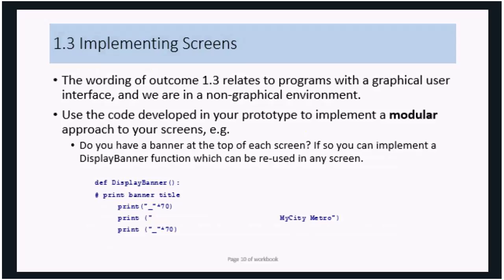So here's how that could go. Def display_banner, the comment tells us what it's doing. Remember to comment all of your functions to say what they're doing. Print banner title, it prints 70 underscores. It then prints My City Metro, spaced so that it's going to appear in the middle of the screen, and prints another 70 underscores. And that is the banner.